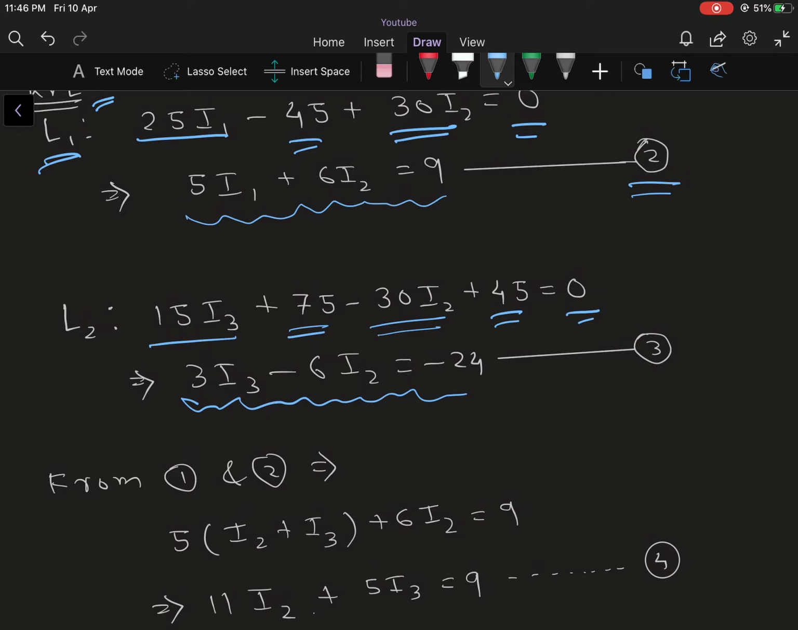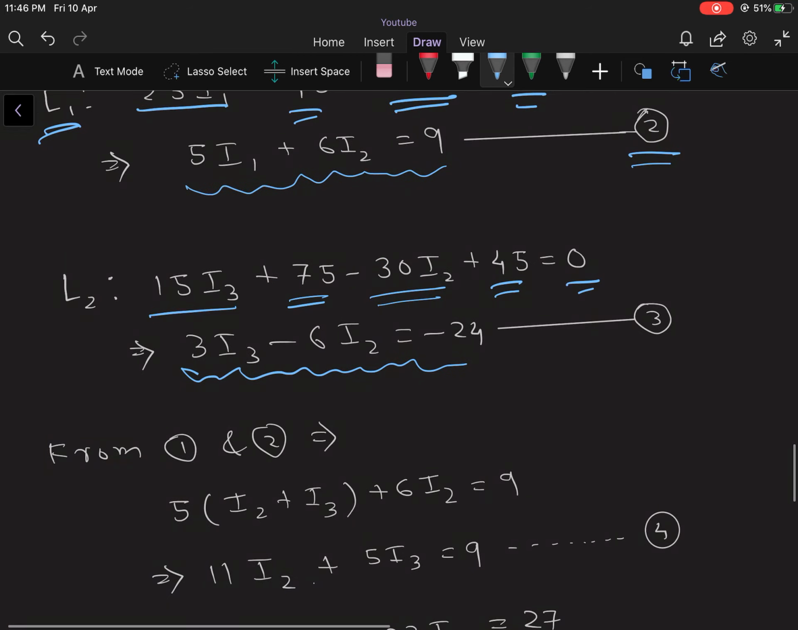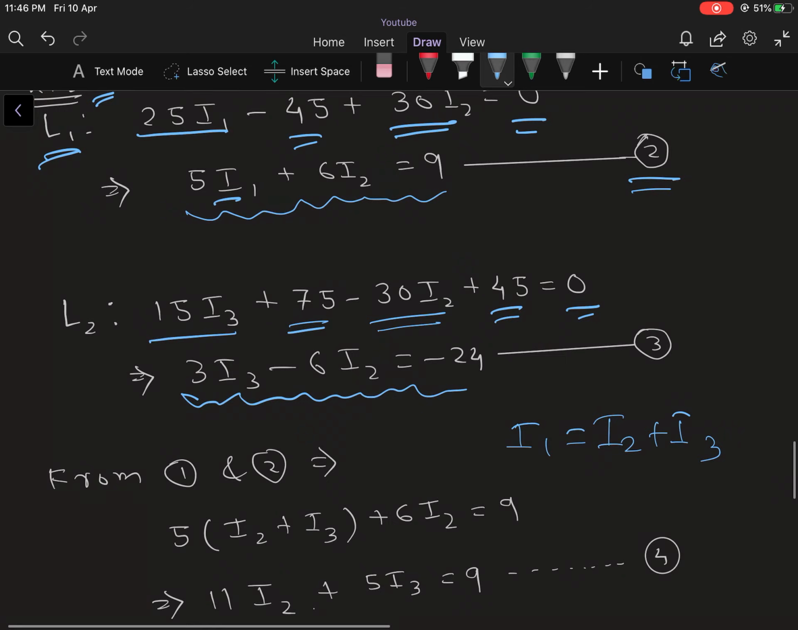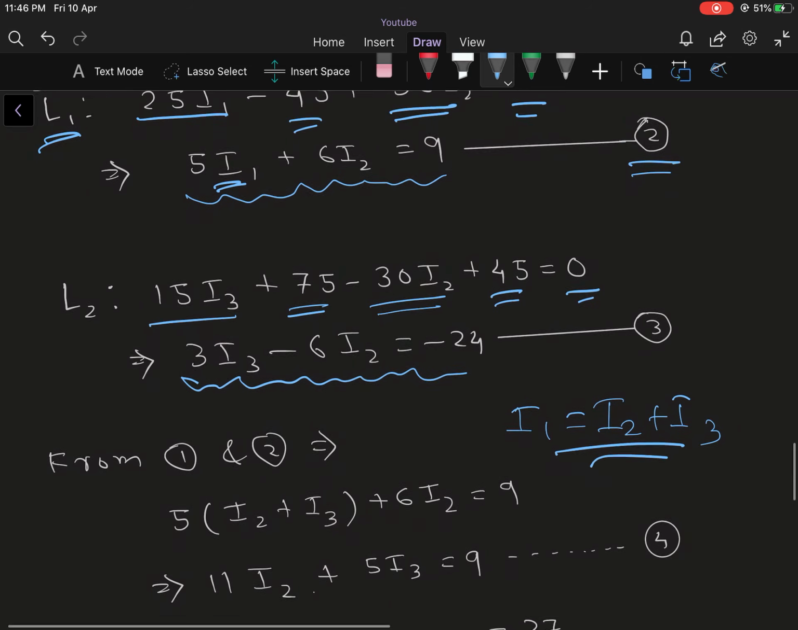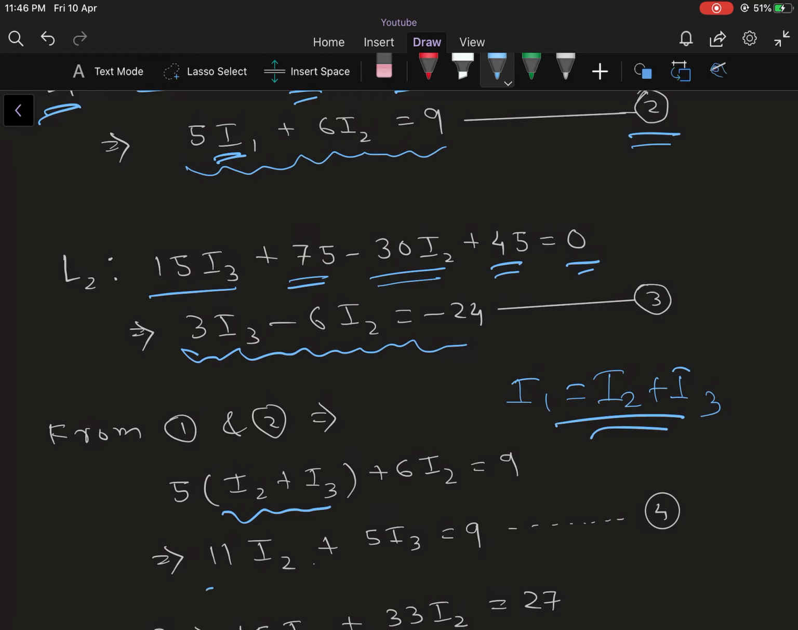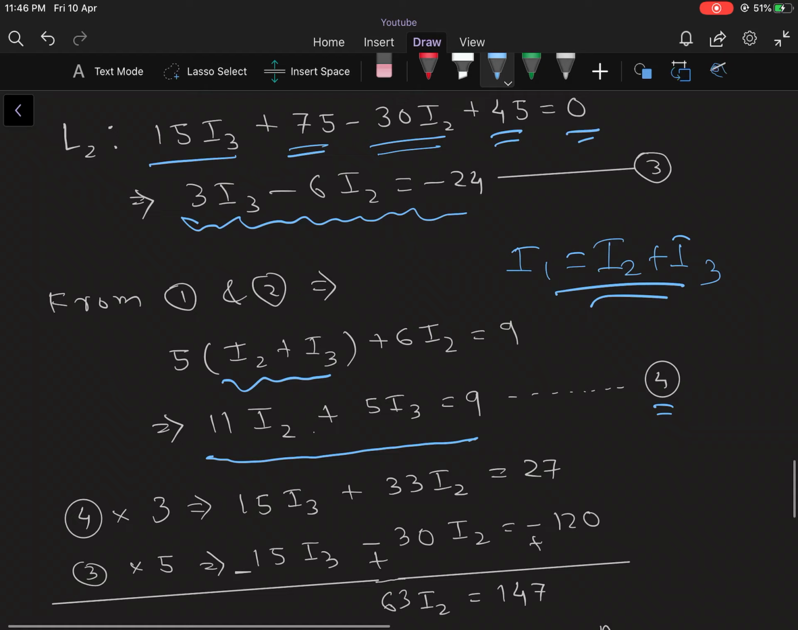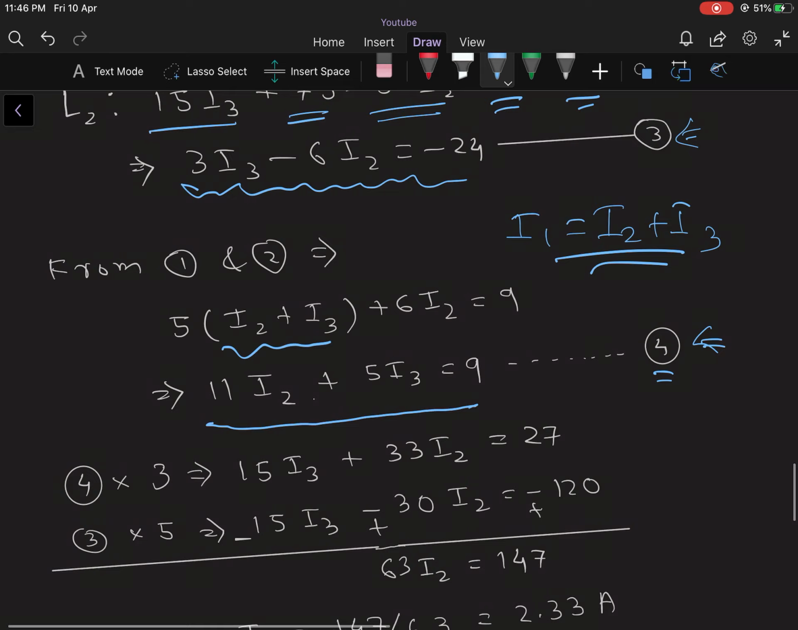Now we have 3 variables I1, I2, I3, 3 unknowns, and we have 3 equations. Let us use equation 1, that means I1 is equal to I2 plus I3, and put it into equation 2 in place of I1. This will give us 11 I2 plus 5 I3 equal to 9. Call it equation 4. Now let us solve equation 3 and equation 4. Multiply equation 4 with 3 and equation 3 with 5. This gives us these two sets of equations.